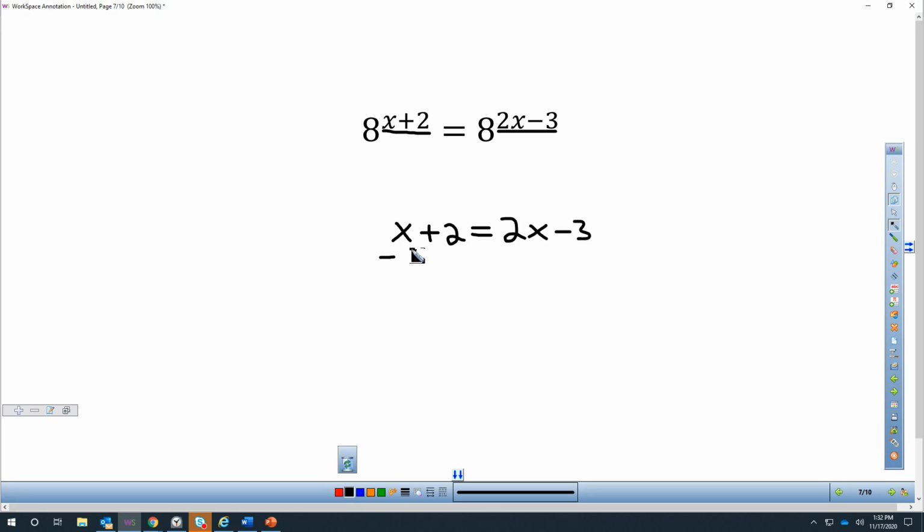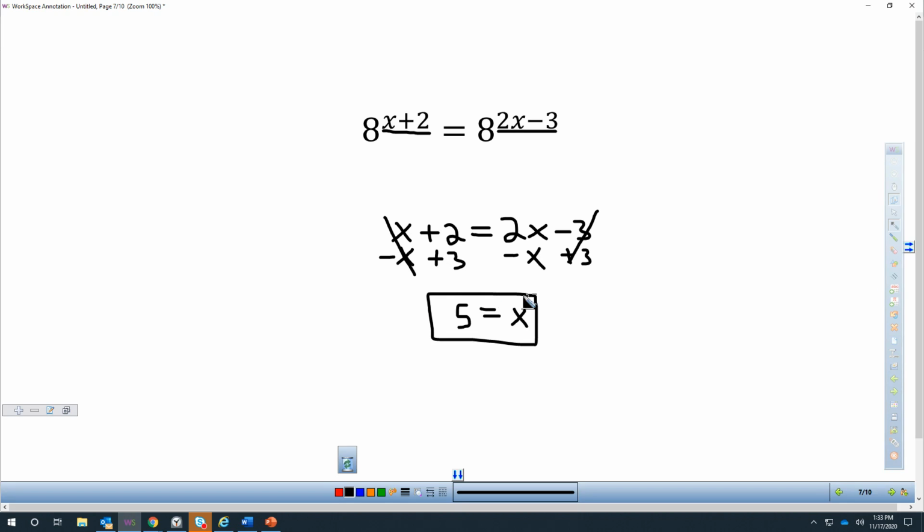Again, I'm going to move all my x's over to one side, move all my numbers to the other side. So I'm just doing the opposite. I'm subtracting x from both sides because I want to get rid of it over here. I'm adding 3 to both sides because I want to get rid of them over here. I just did them all in one step. And then I'm going to end up with 2 plus 3, which is 5. And 2x minus 1x is going to be just x. You have two things, you're taking one away, you're left with 1. And so that tells me x equals 5.